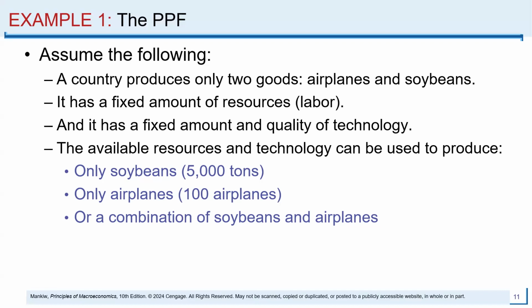All right. Fourth, the available resources and technology can be used to produce only soybeans and airplanes. So if the entire economy produces soybeans, the maximum capacity is 5,000 tons. If all the resources are used to produce airplanes, that will be 100 airplanes. And then if a country wants to produce a combination of soybeans and airplanes, you can definitely do so.